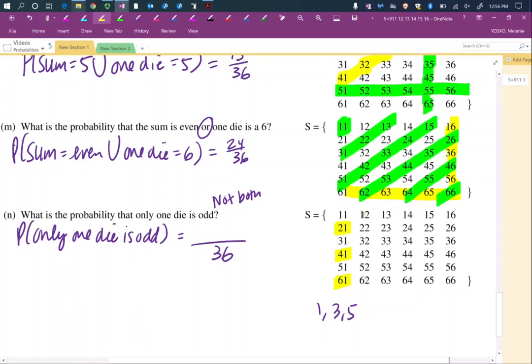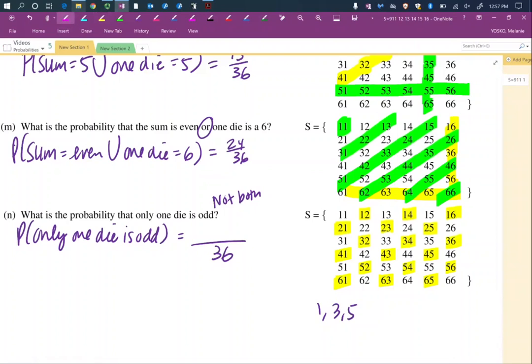Let's go again. We can go 1, 2. 2, 2 doesn't have any that are odd. 3, 2 and 5, 2. Then we go 2, 3, 4, 3, 6, 3, 1, 4, 3, 4, 5, 4, 2, 5, 4, 5, 6, 5, 1, 6, 3, 6, 5, 6. Does that make sense? So it says only one die is odd. That means one die is odd, but not both.